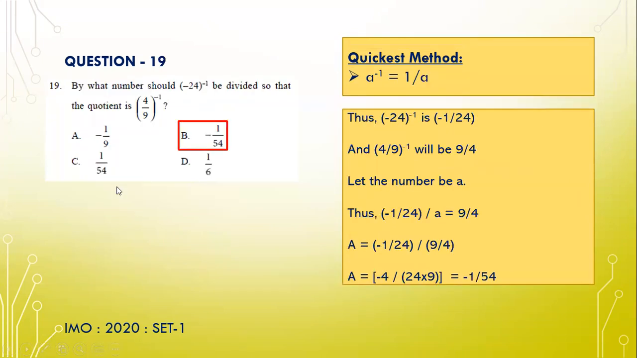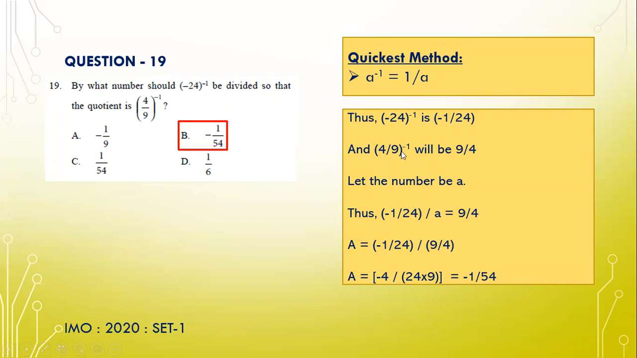Very good question. By what number should (minus 1) raised to minus 1 by (minus 24) raised to minus 1 be divided so that the quotient is (4 upon 9) raised to minus 1? So what is a raised to minus 1? A raised to minus 1 is 1 upon a. Similarly, what is minus 24 raised to minus 1? It will be 1 upon minus 24. 1 upon minus 24 is minus 1 upon 24.